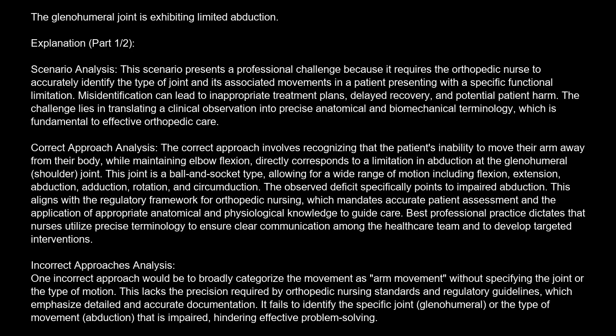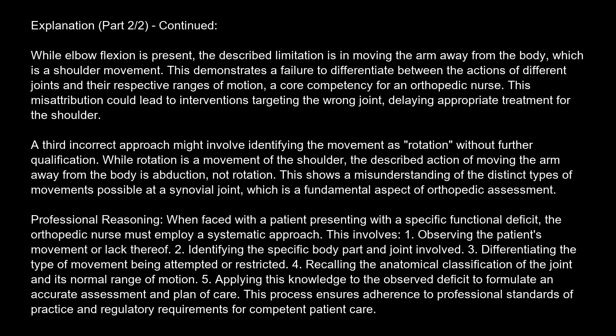Another incorrect approach would be to focus solely on the elbow flexion, implying the issue is with the elbow joint. While elbow flexion is present, the described limitation is in moving the arm away from the body, which is a shoulder movement. This demonstrates a failure to differentiate between the actions of different joints and their respective ranges of motion, a core competency for an orthopedic nurse. This misattribution could lead to interventions targeting the wrong joint, delaying appropriate treatment for the shoulder.